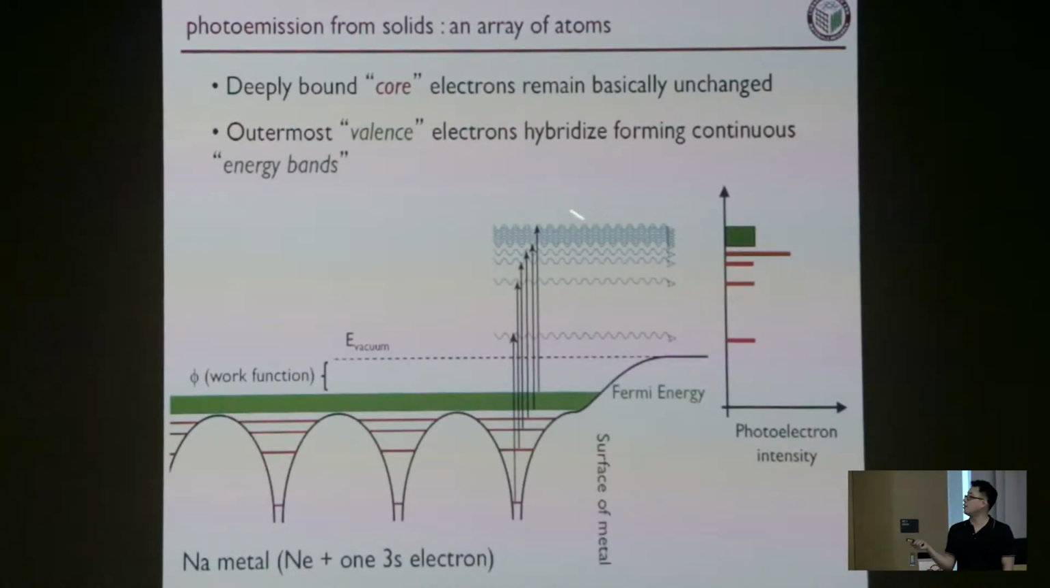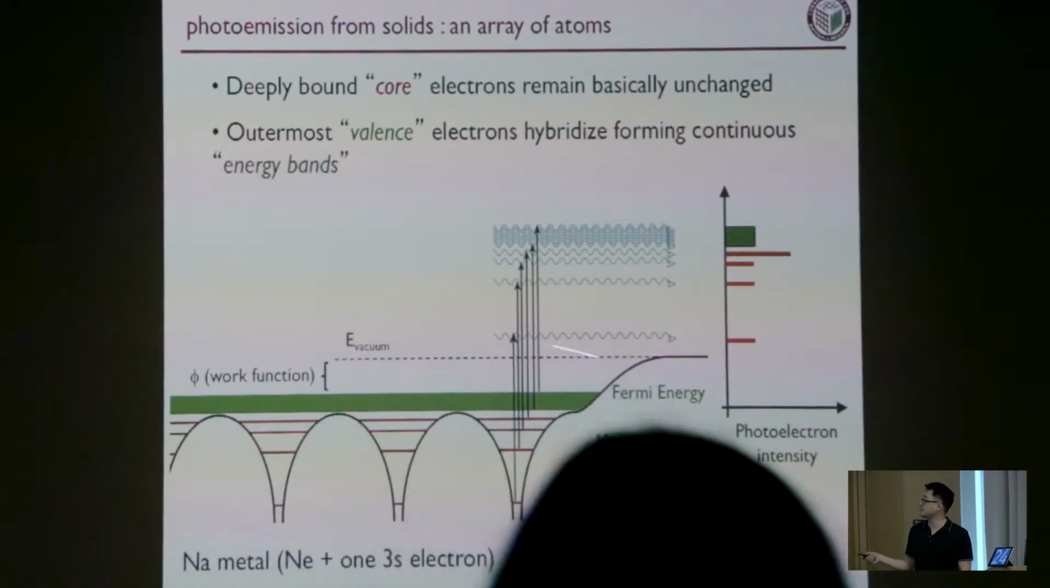Now, in that case, this is from an atom. I'll be talking about angle-resolved photoemission spectroscopy, which has its greatest utility for crystalline solids. If you think of a crystalline solid, we now take that sodium ion or atom, and we put it in a lattice.